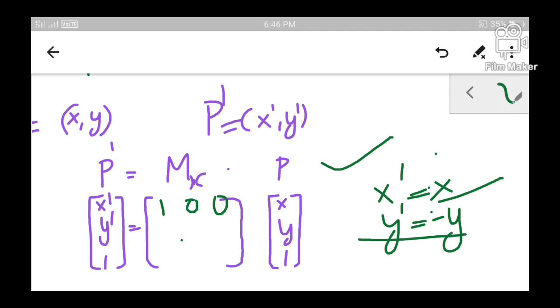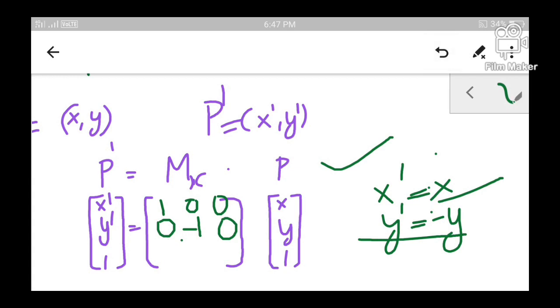So in the second equation there are no values related to x. So at position x I am writing a value 0. Last value is also 0. But y dash should be equal to minus y, so y should be multiplied by minus 1 so that it becomes minus y. So I am writing a minus 1 here. Let us multiply the second row with the column matrix. 0 into x plus minus 1 into y plus 0 into 1. The result is y dash equal to minus y.